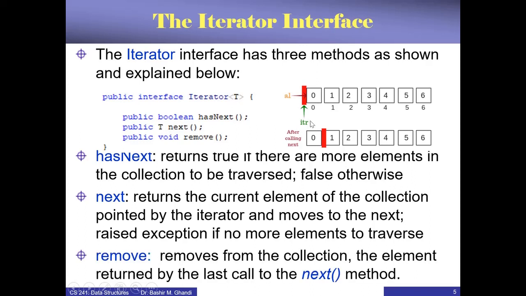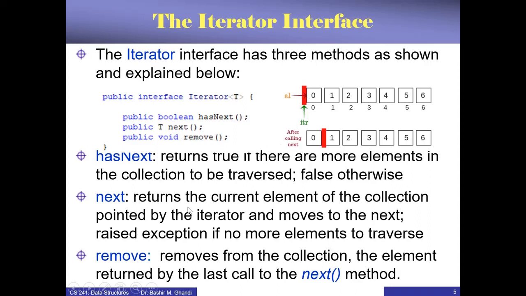There is another method called remove. It's not very often that we use it, but it is there in the interface anyway. If you are implementing the interface, you have to implement the method, whether you like it or not. You can make the method empty if you don't really need it, but it has to be there, otherwise the implementation of the interface will not be complete. So what does it do? It removes from the collection the element returned by the last call to the next method.